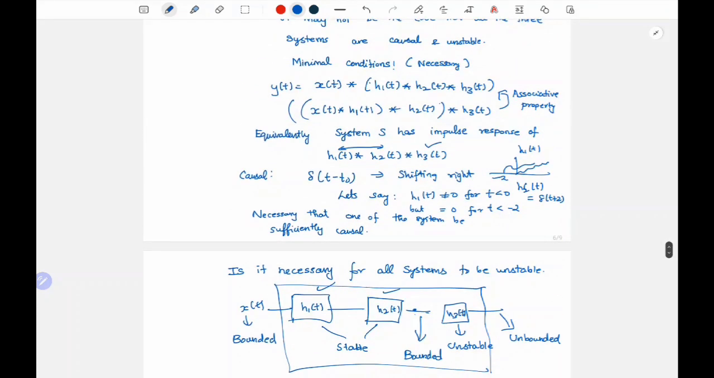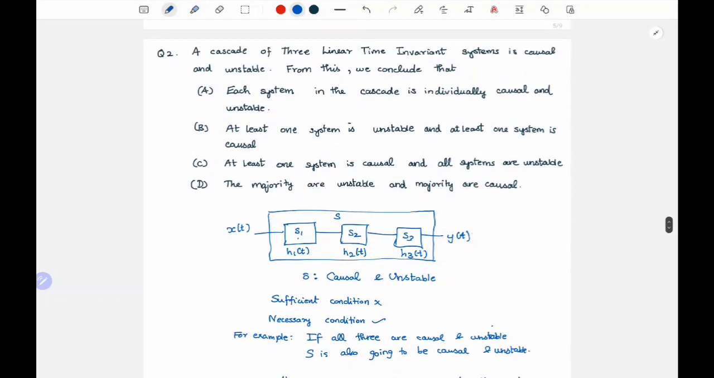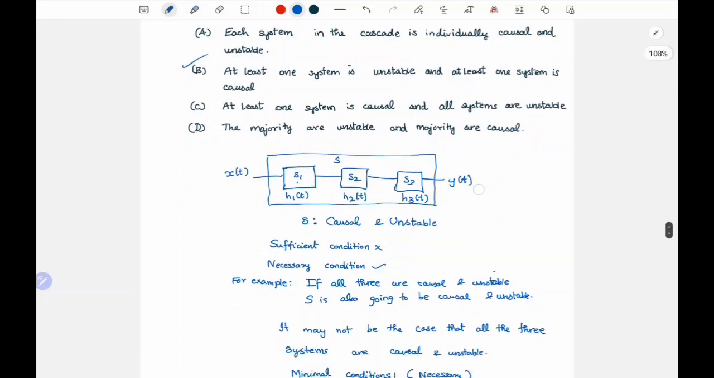So for causality also we require only at least one of the systems. And for stability also, if at least one of the systems is unstable, the entire system is going to be unstable. So the answer is at least one system is unstable and at least one system is causal. They can also ask you in a reverse way, right? They can give a cascade of three systems and say one of the systems is causal, or all three are causal, and at least one of the systems is unstable. Then they can ask you about the stability of the whole system. So these kinds of questions also you can expect.